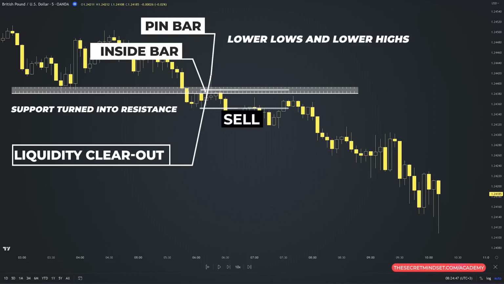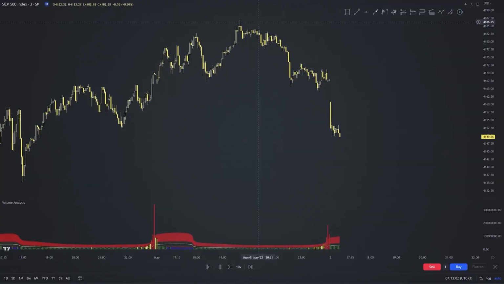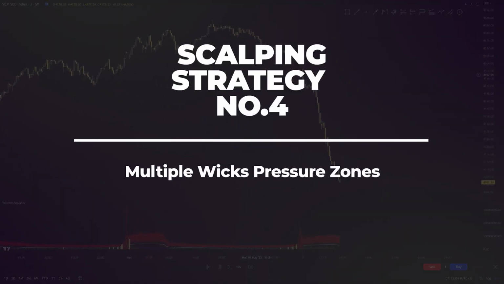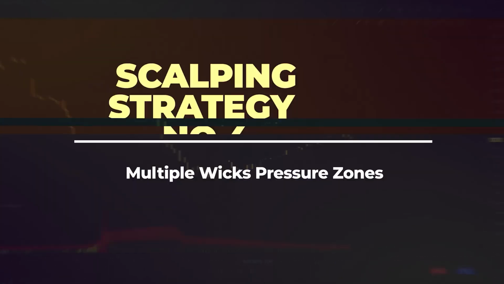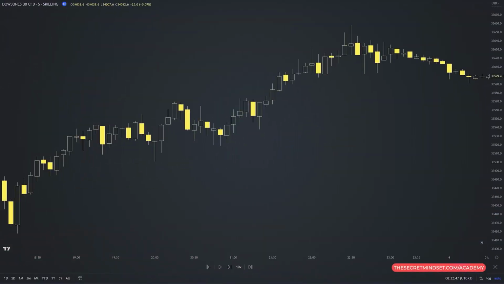This was a valid short trade. Sell stop below the low of the inside bar with a stop loss above the pin bar. A series of candlesticks with long wicks is something you should pay attention to because this can potentially indicate a change in trend. This is one of my favorite setups.